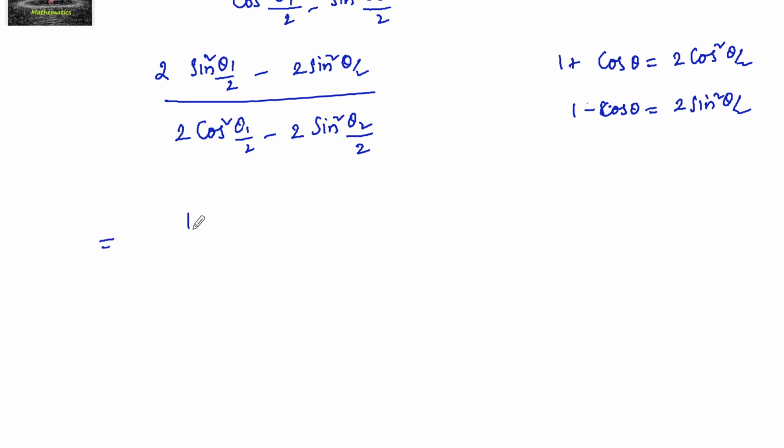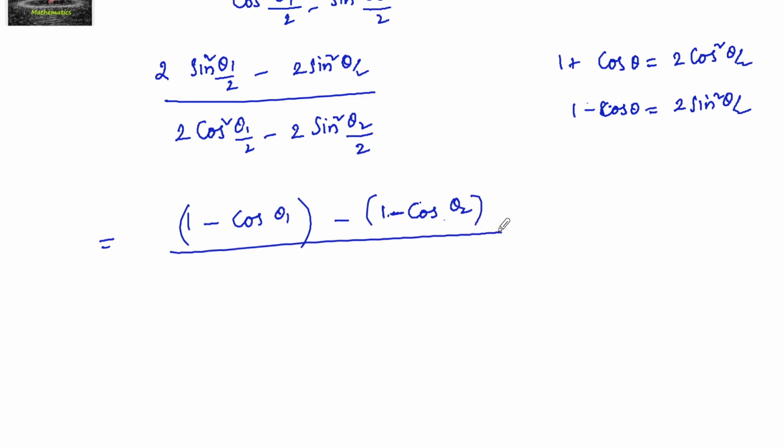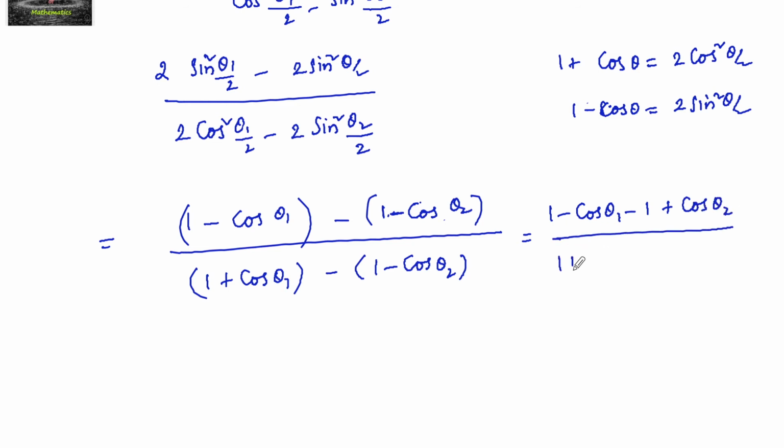So by applying the formula we can write, this is 2 sin square theta 1 by 2 is 1 minus cos theta 1, minus 1 minus cos theta 2, divided by 2 cos square theta 1 by 2 is 1 plus cos theta 1, minus 1 minus cos theta 2, which on simplifying is 1 minus cos theta 1 minus 1 plus cos theta 2, divided by 1 plus cos theta 1 minus 1 plus cos theta 2.